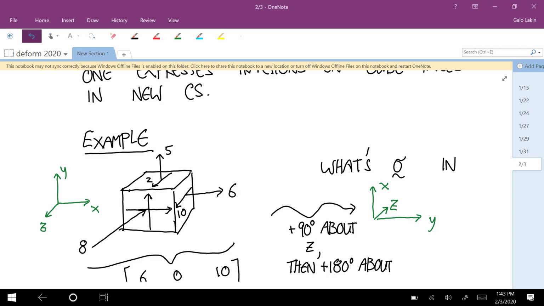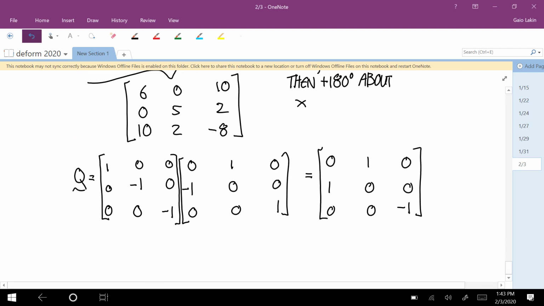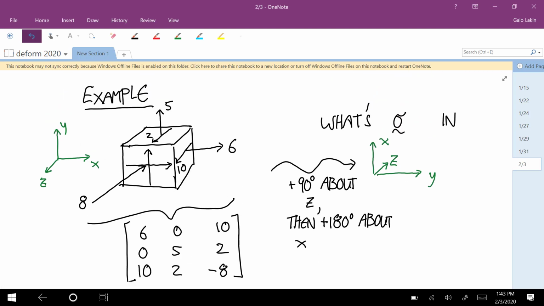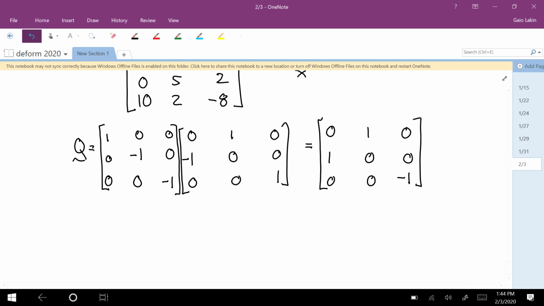Then the y-axis of coordinate system A, it's along the positive x-axis of that, so that should be 1, 0, 0, the second column, and that's what it is. And then the z-axis, put that over here, it's in the negative z direction, so it should be 0, 0, negative 1, and that's what it was. So this is our rotation matrix.